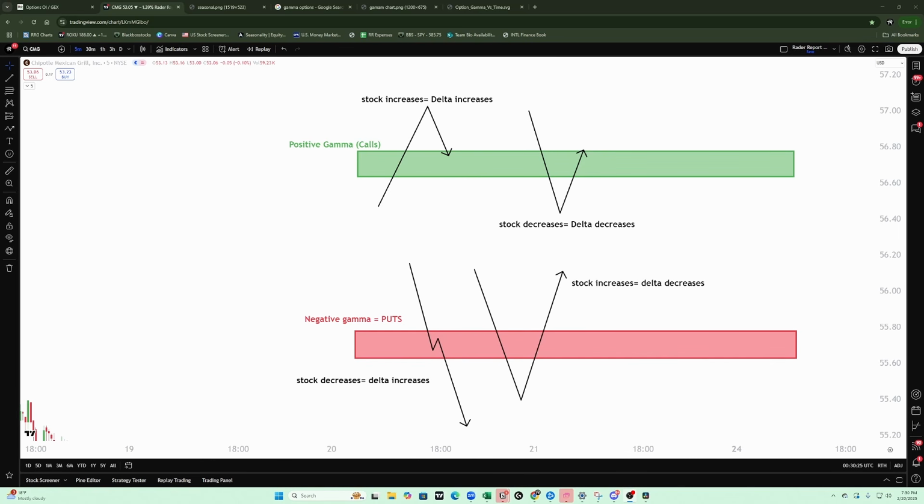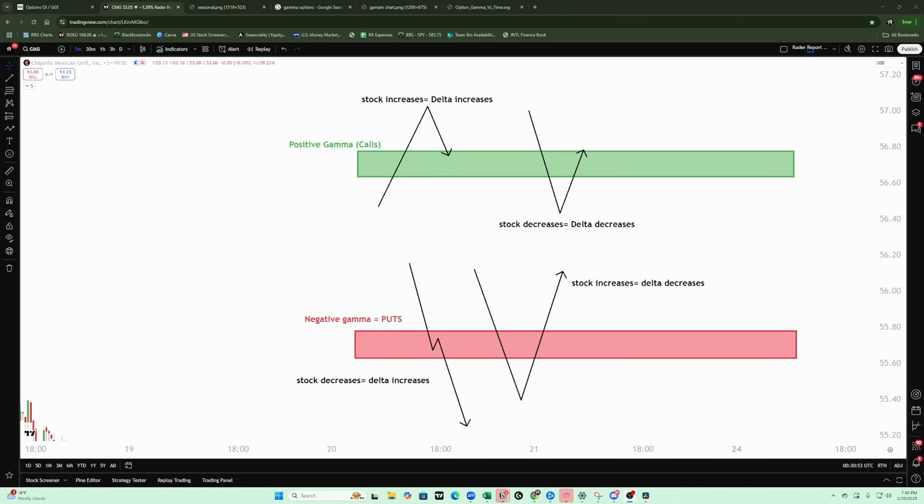Now, one of the biggest ways we can actually take advantage of this idea that market makers are having to do certain things around certain levels is really seeing where their positioning is in the market, specifically where the highest levels of positive gamma are and where the highest levels of negative gamma are. When you look at anything in the market, a very high positive gamma reading or level, which we'll get into how to actually view these on the chart, what tool to use, it means that they're calls.